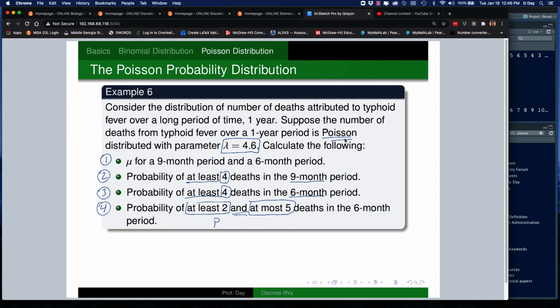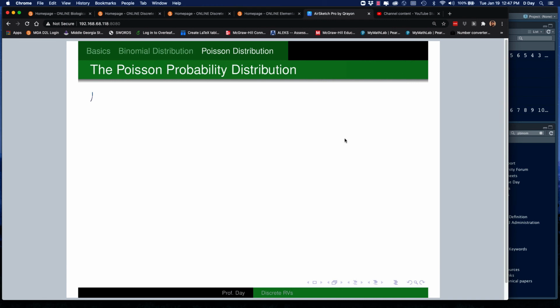This is that scenario I talked about way earlier in lecture where I said, this is like finding the probability of 2 less than or equal to the random variable y less than or equal to 5. What we want to do is add all the probabilities from 2 up to and including 5. And we'll do that here in just a minute. But we're going to do that in a 6-month period. So I'm going to do that on a blank page here. 1. Let's find the means for the 6-month and a 9-month period.